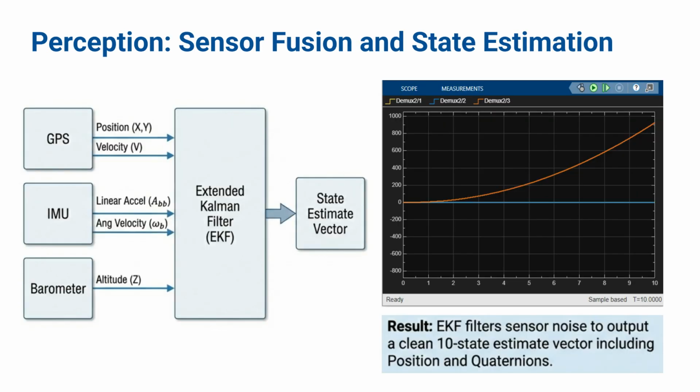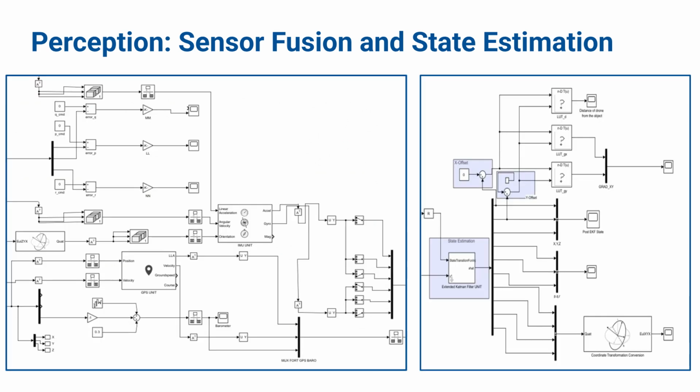For perception, we modeled GPS, IMU, and barometric sensors. These measurements are fused using an extended Kalman filter, which filters sensor noise and outputs a clean 10-state estimate vector, including position, velocity, and orientation. This estimated state becomes the foundation for obstacle detection and planning. Here, you can see the full EKF implementation in Simulink. This block continuously updates the UAV state using multi-sensor inputs, ensuring robustness even under noisy or partially unreliable measurements.